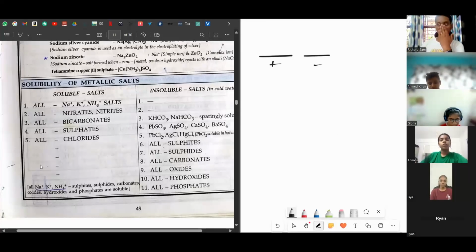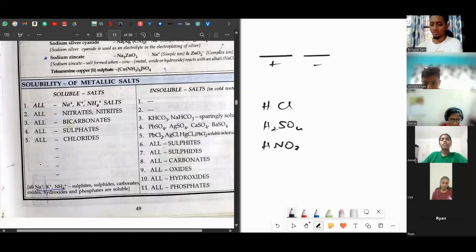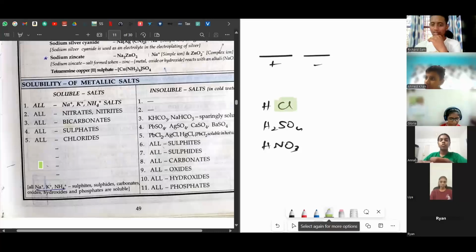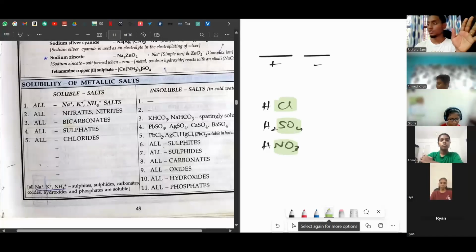You just think of the three strongest acids. What are the three strongest acids? HCl, H2SO4, and HNO3. The acids have nothing to do with this, just an easy way to remember it. So in the acids, look at the negative radicals. You have chloride, sulfate, and nitrate. They are all soluble. Chlorides, sulfates, and nitrates. So these three of them are soluble.